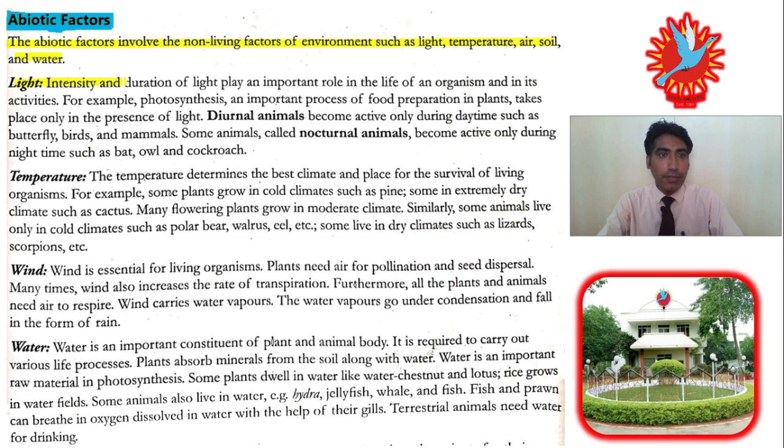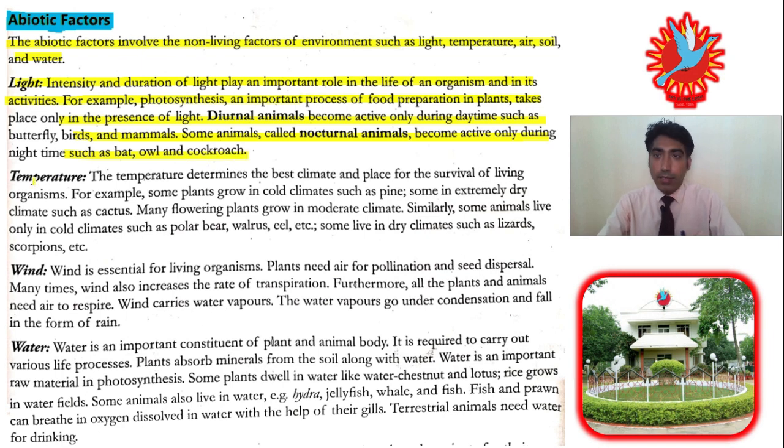Light: the intensity and duration of light play an important role in the life of an organism, primarily for the producers, and in its activities. For example, photosynthesis, an important process of food preparation in plants, takes place only in the presence of sunlight. Diurnal animals become active only during the daytime, such as butterflies, birds, mammals. Some animals are called nocturnal animals and become active only during the night time, such as bats, owls, cockroaches.